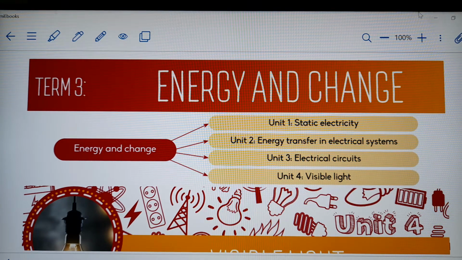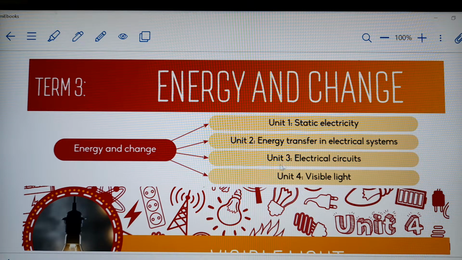And today we are looking at the last unit of energy and change. Okay, remember term 3 we said we're going to cover energy and change, and we are going to cover 4 units. We have already done the first 3 units, which were on electricity. Okay, so the last unit is different to the 3 because it covers light.